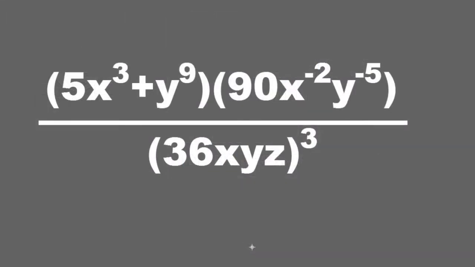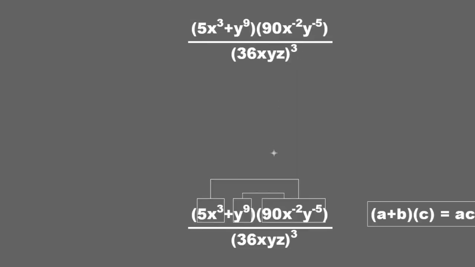This is the expression that I'm going to be simplifying. I have 5x cubed plus y to the 9th power, all of that multiplied by 90x with the exponent of -2 and y with the exponent of -5. And all of that is being divided by 36xy, all of that in parentheses, cubed, with an exponent of 3. What's the first step?